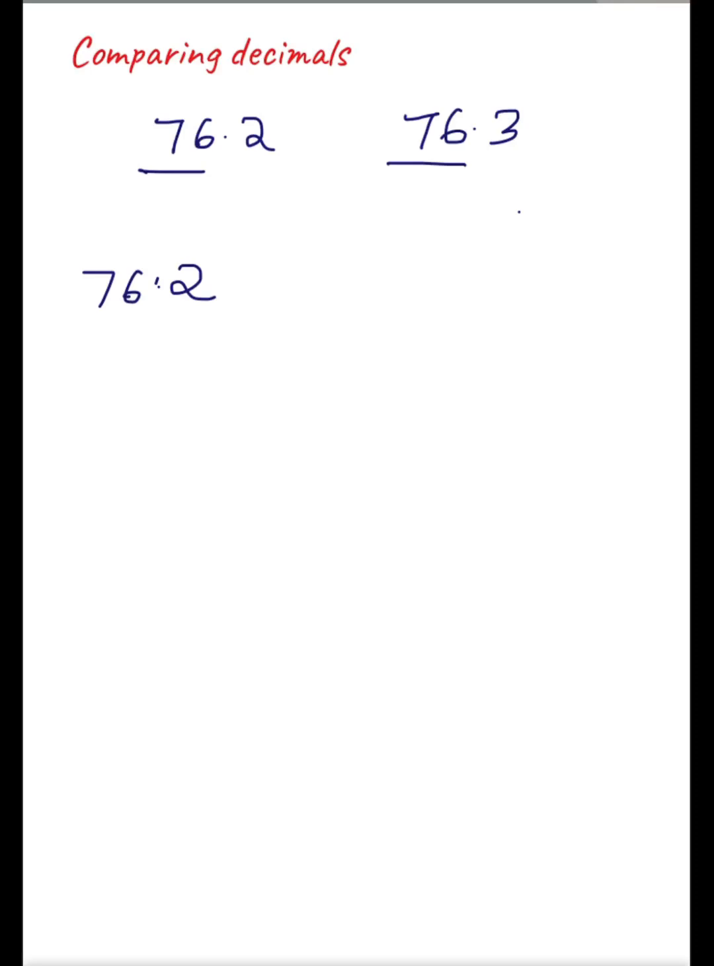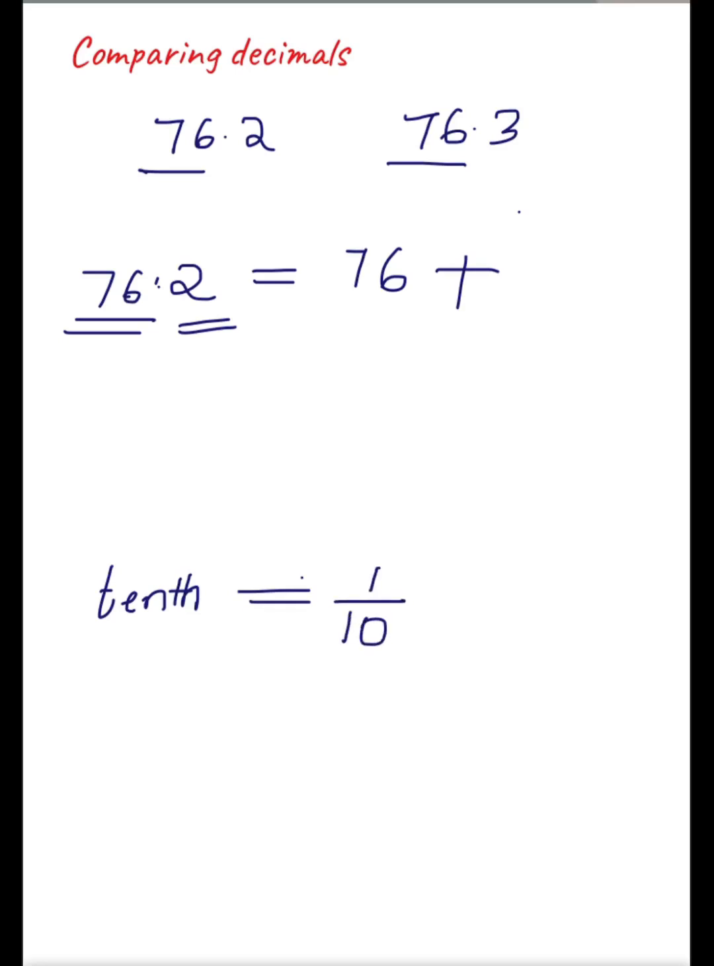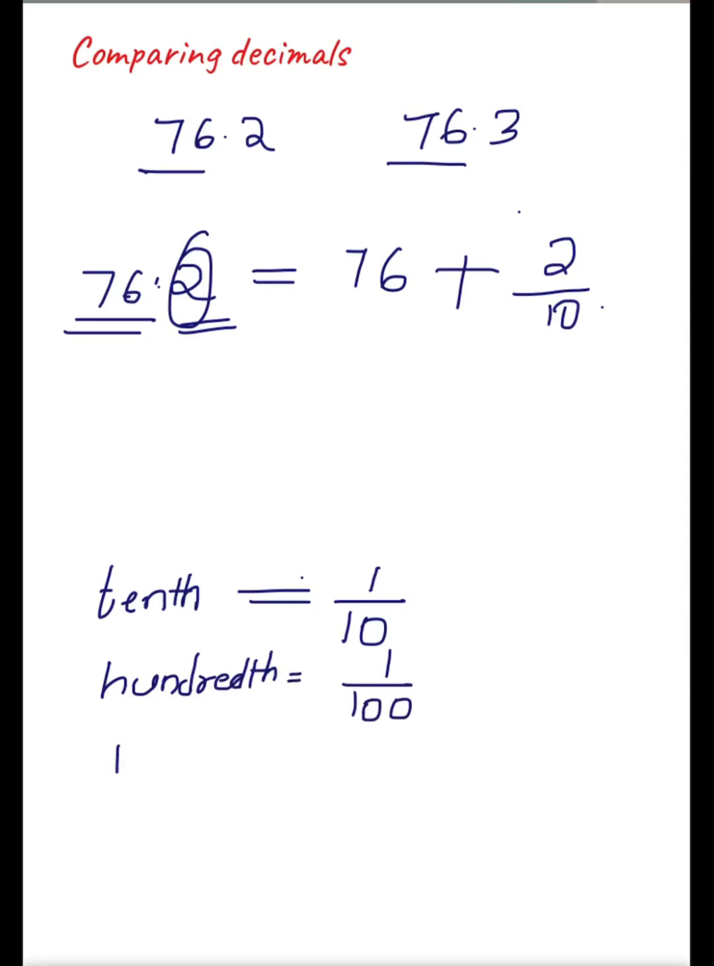You can write 76.2 as 76, the whole number part as it is, plus in the tenths place. Tenth means one by ten. In the tenths part here what you have got is 2, so you can write 2 by 10. Next, hundredth means one by 100. And thousandth means what?